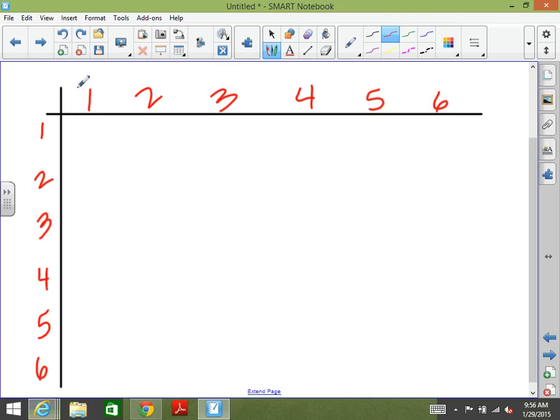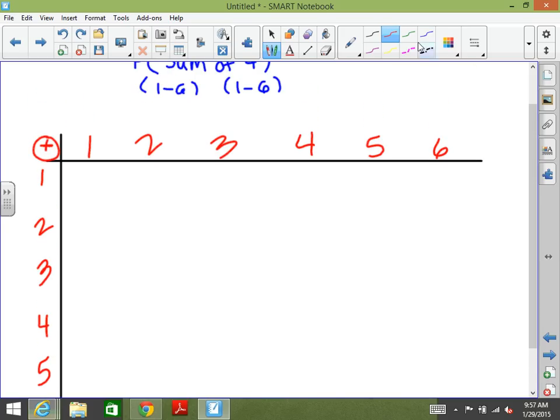And we're adding, right? So right here in the corner, we're going to put a plus sign to remind ourselves that we're adding. We're looking for the sums of 4. That means as we work, we're looking to see how many times we get a 4 in here. You ready? Okay. If I roll a 1 on the first cube and a 1 on the second cube and I add those together, what do I get? A 2. If I roll a 2 on the first cube and a 1 on the second cube and I add those together, what do I get?